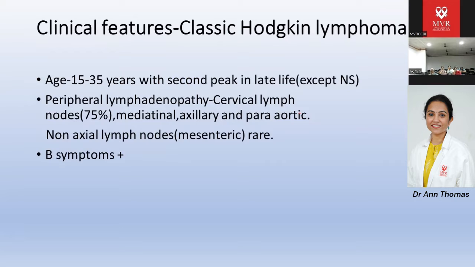Now, coming on to the clinical feature of Hodgkin lymphoma, it's always good to know how any disease is clinically going to present. The age group is that it can occur either in children or in elderly, except in nodular sclerosis, which is very rare in elderly, usually seen in young adults or adolescents.